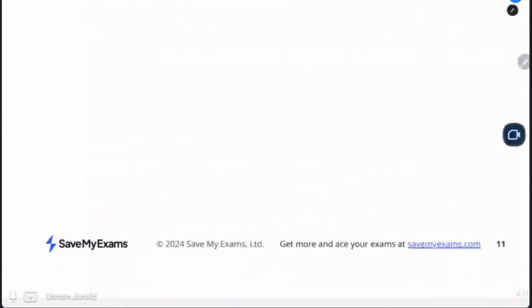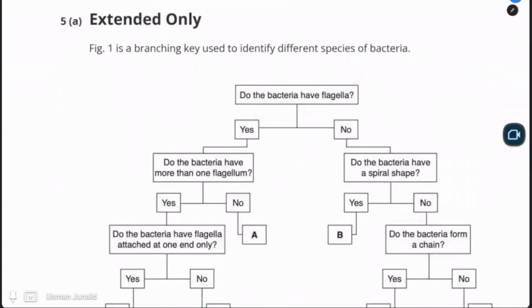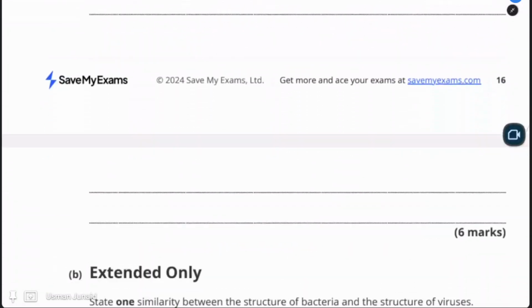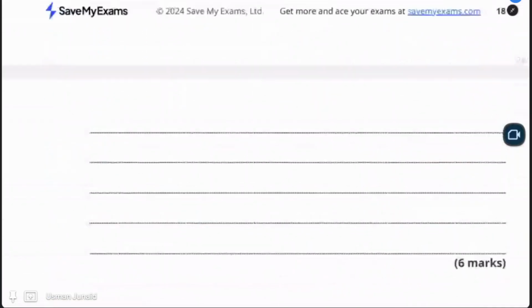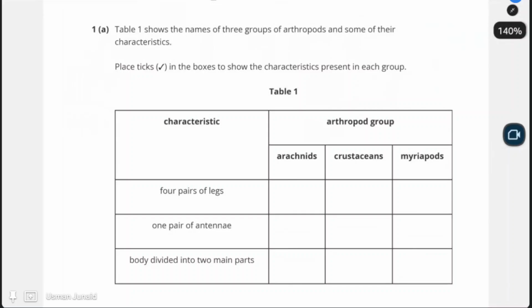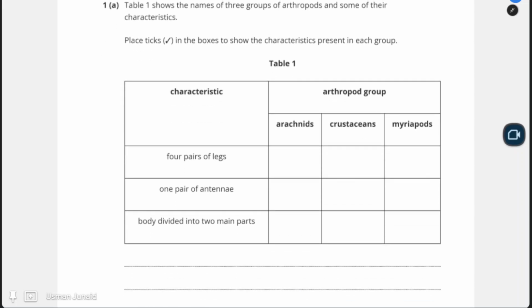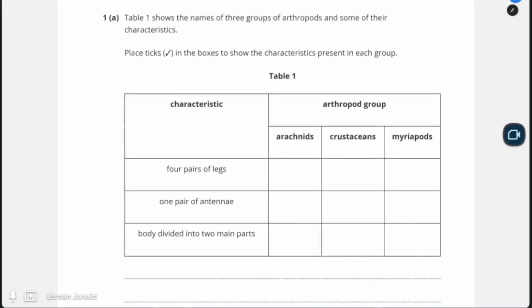Okay. So now we're starting our extended questions, which are not for you at the moment. Okay. So try solving this. The diagram shows three groups of arthropods. Place ticks in the box in each group. Can you tell me which one is which?